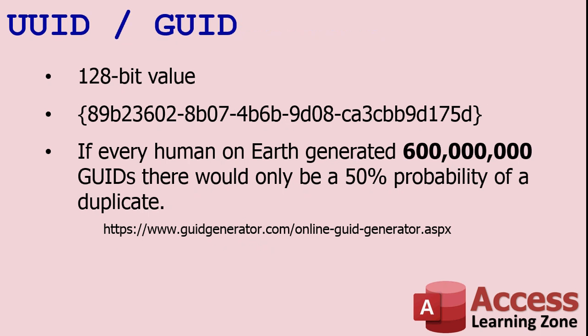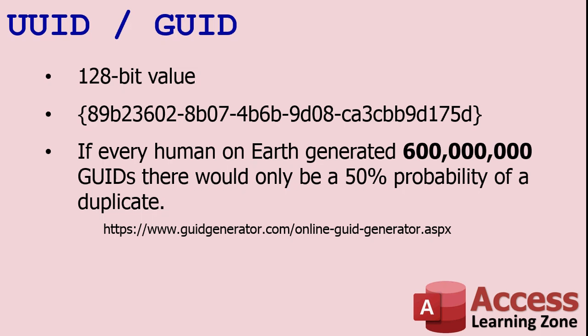And if those odds aren't good enough for you, you can use something called a UUID or a GUID. That stands for Universally Unique Identifier, or Microsoft's version is called a Globally Unique Identifier. And that's a 128-bit value instead of a 4-byte value, which is what an auto number is. It looks something like that.